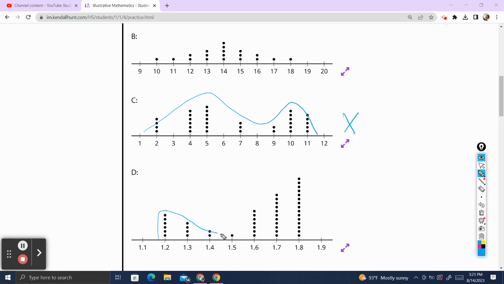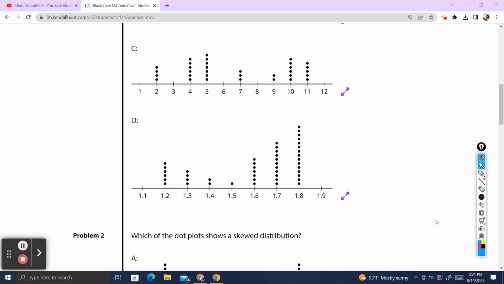And here it goes down, up, and down again, or up, down, and up again. And that also is not the same on both sides. So the best symmetric distribution we have is B. And in general, our symmetric distributions are going to have that shape that looks slightly like a mound. Let's go on to the next question.